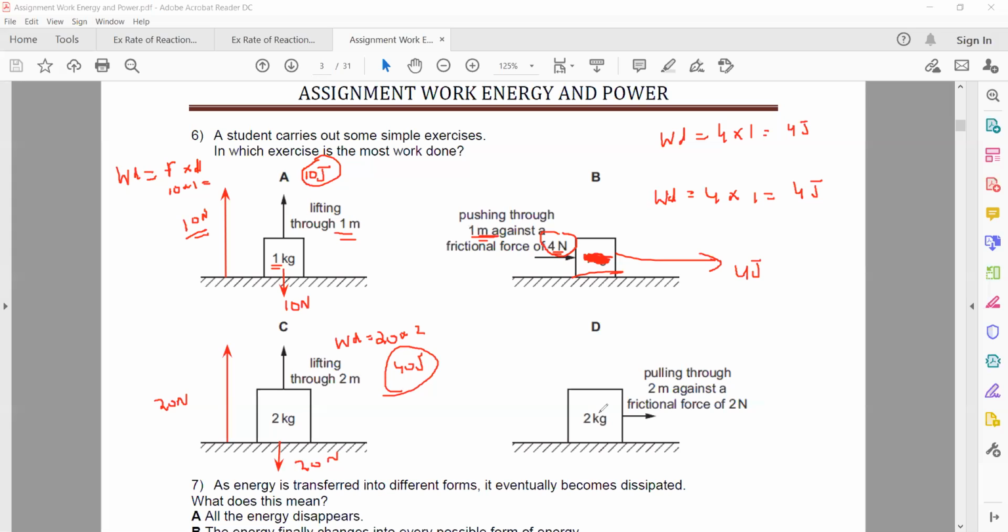What about D? We don't have to bother about its mass. We are applying a force of 2 Newton and we are moving a 2-meter distance. So 2 multiplied by 2 is equal to 4 joules. So in which one did we do the most work? C was the right answer. So when you are lifting the object, the force you need is equal to the weight of the object. When you are dragging the object, it is not necessary that the force must be equal to weight. It can be less than the weight.